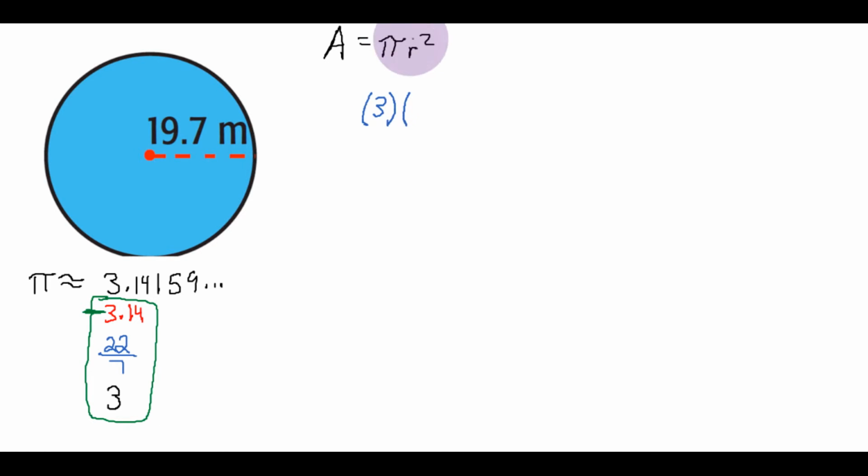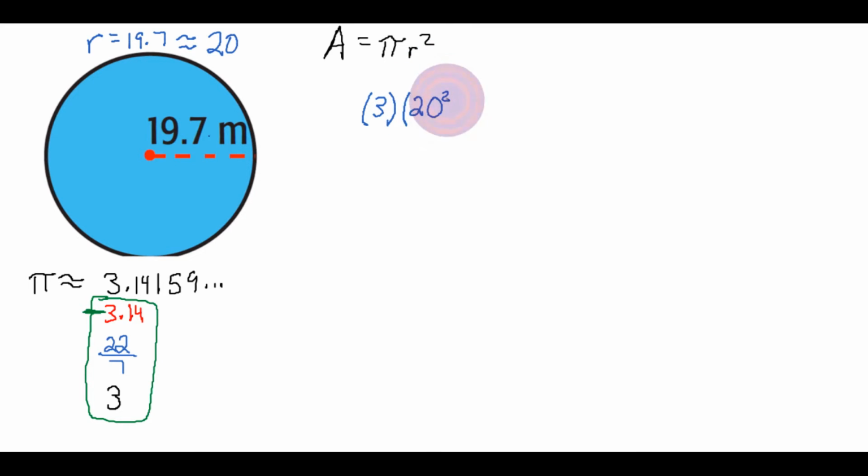So 3 times r. Well, let's talk about the radius for a second. I'm just going to make a note that the radius is equal to 19.7, and we can see that below in our circle. However, we're asked to estimate, so let's actually use the approximation symbol again and round 19.7 to 20 because it's an easy value to calculate. All right, so I'm going to substitute 20 in for the radius here.